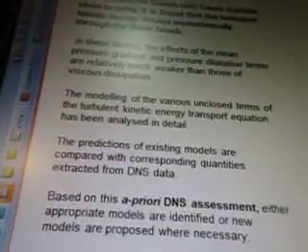By contrast, for flames with Lewis number close to unity, it is found that the turbulent kinetic energy decays monotonically through the flame brush. In these flames, the effects of the mean pressure gradient and pressure dilation terms are relatively much weaker than those of viscous dissipation. The modeling of the various unclosed terms of the turbulent kinetic energy transport equation has been analyzed in detail. The predictions of existing models are compared with corresponding quantities extracted from DNS data. Based on this a priori DNS assessment, either appropriate models are identified or new models are proposed where necessary.